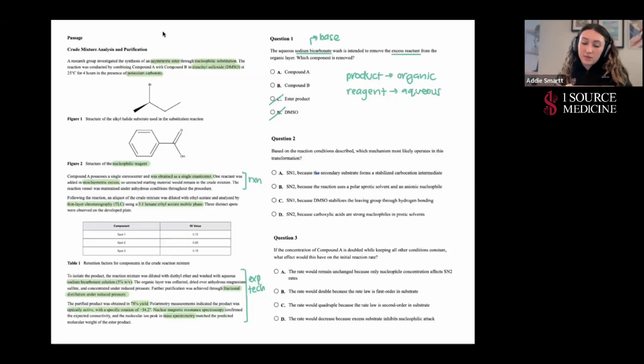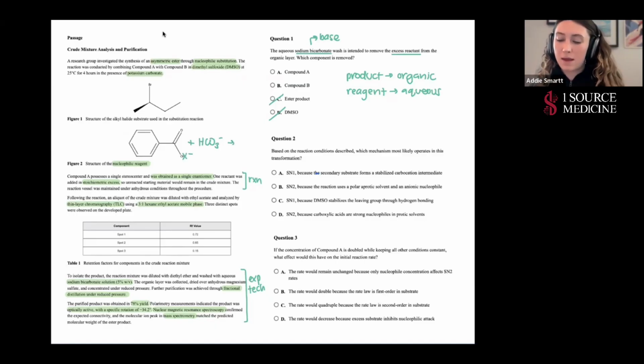So if this base reacts with an acid, when I look at my two compounds, this is what I immediately recognize as the acid. And if I react that with bicarb, then I'm going to get a deprotonation reaction, which is going to make it more soluble and end up in the aqueous layer. So the answer here would be compound B, because that is our acid that is going to react with that base, enter the aqueous phase, and then leave just the product in the organic layer.